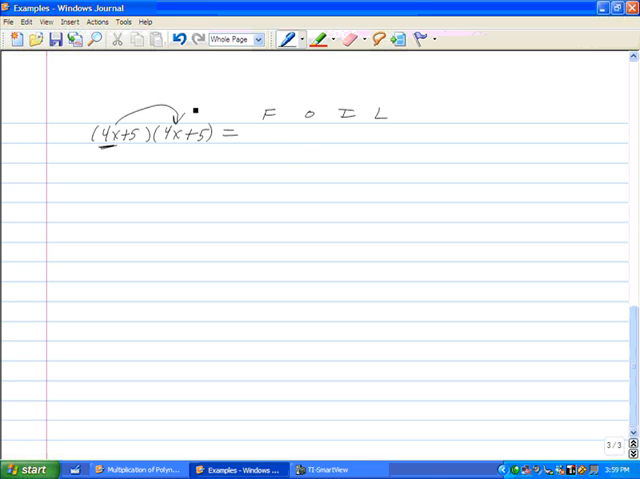We multiply 4x by 4x, 16x squared. Outer product, 4x times 5 is 20x. I'm done with this 4x, working with this 5. 5 times 4x is another 20x. 5 times 5 is 25. When you multiply a binomial by itself, the main thing you'll notice happening is your inner and your outer will be identical, making it a little bit easier to combine your like terms.